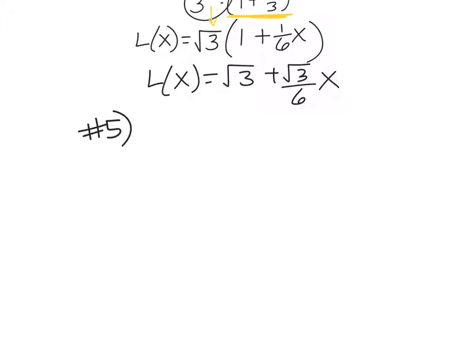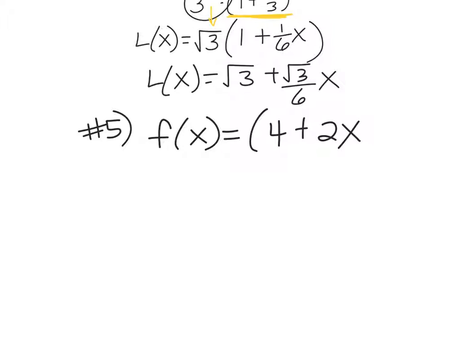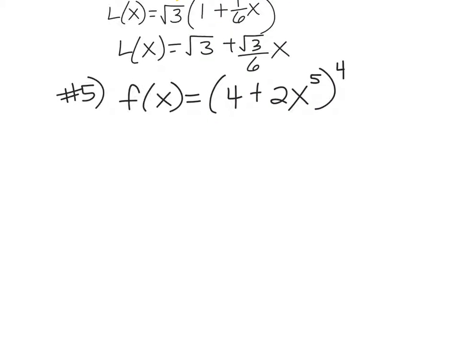Okay, here we go, number 5. Suppose that f of x is now 4 plus 2x to the 5th, to the 4th. Wowzers. Okay. Same idea as the last one. And this one's not going to be linear either. Anytime you have an x to the 5th or some power in here, it ends up being not linear as your linearization. Okay, so let's rewrite this.